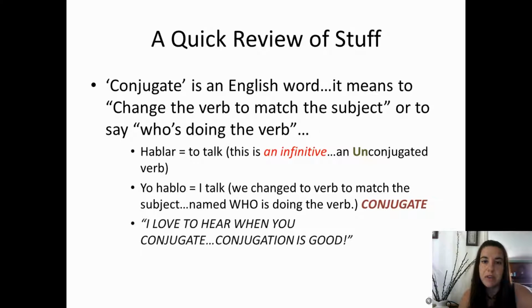So this is a quick review of what we've already learned. Conjugate is an English word, and it means to change a verb to match the subject, or to say who is doing the verb. And we learned this when we learned how to conjugate AR verbs. We took a verb like hablar, which means to talk, and this is the infinitive form of the verb. It's an unconjugated verb. Yo hablo, I talk. We changed the verb to say who's doing it, and that is to conjugate.